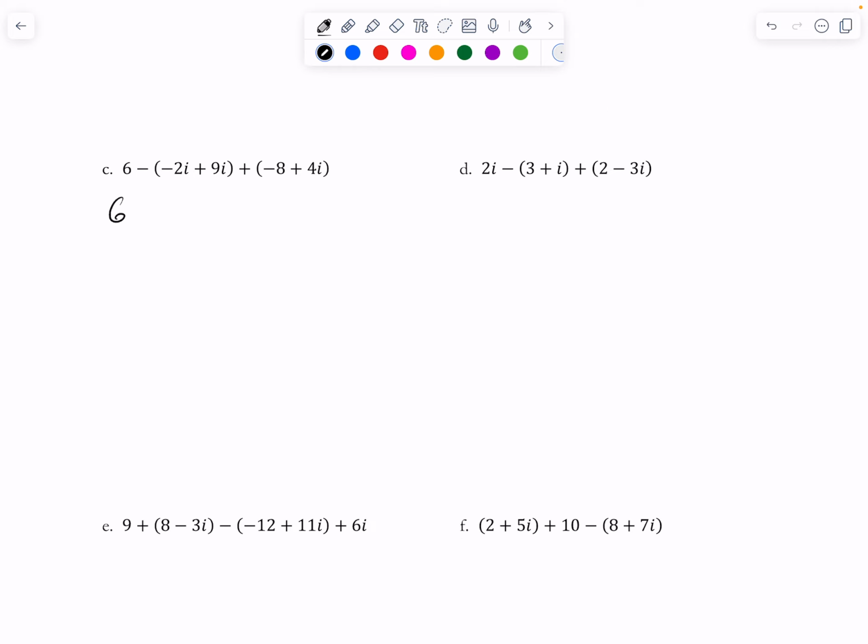All right, I've got a subtraction here. So the opposite of negative 2i is plus 2i. The opposite of 9i is minus 9i. Distributing a positive, I'm just going to copy those down without the parentheses. All right, so I have 6 and negative 8 to give me negative 2. Now this time I do have 3 different imaginary pieces. I've got all 3 of these. Make sure you're looking at the signs. So 2i and a negative 9i is negative 7i. Negative 7i plus 4i is going to be negative 3i.